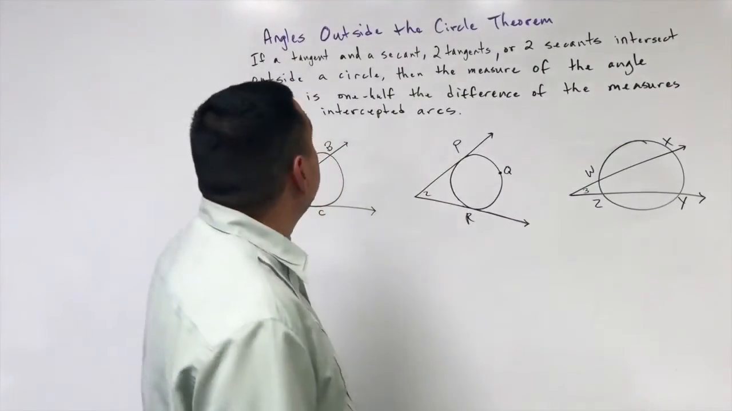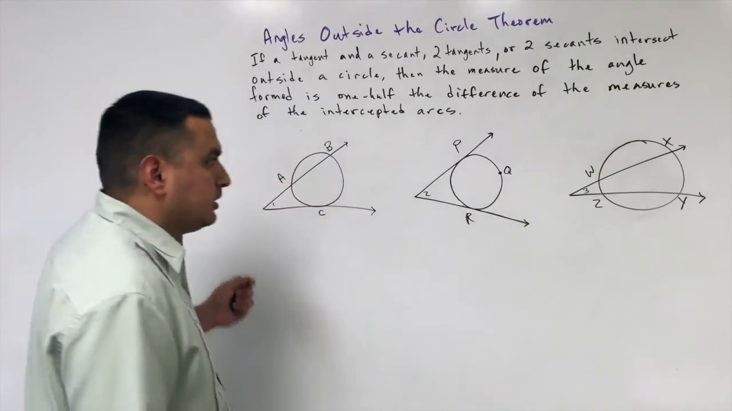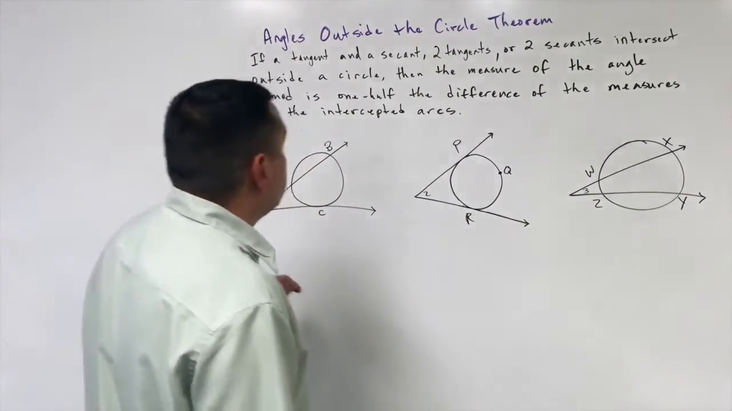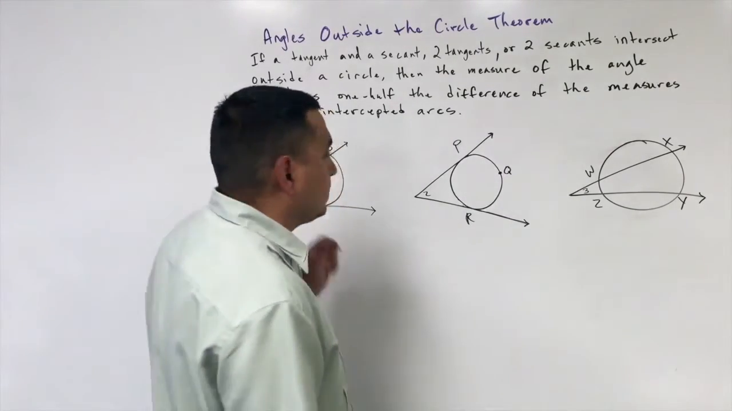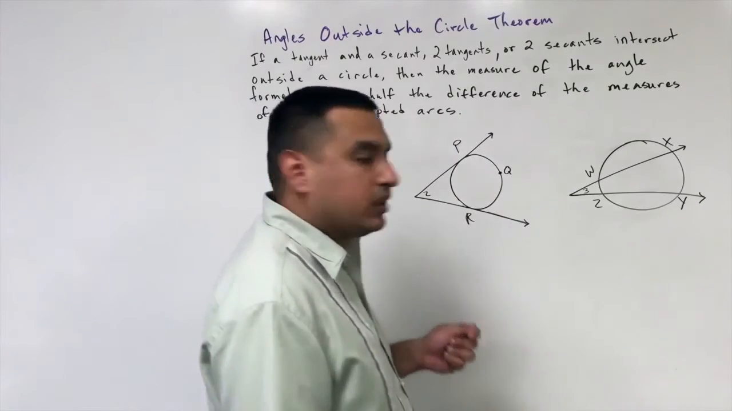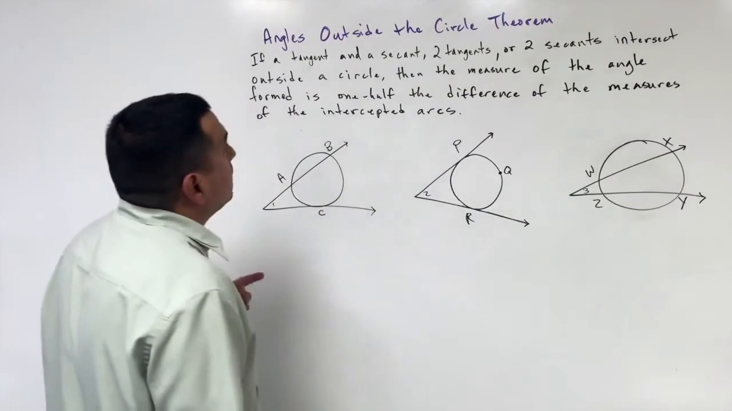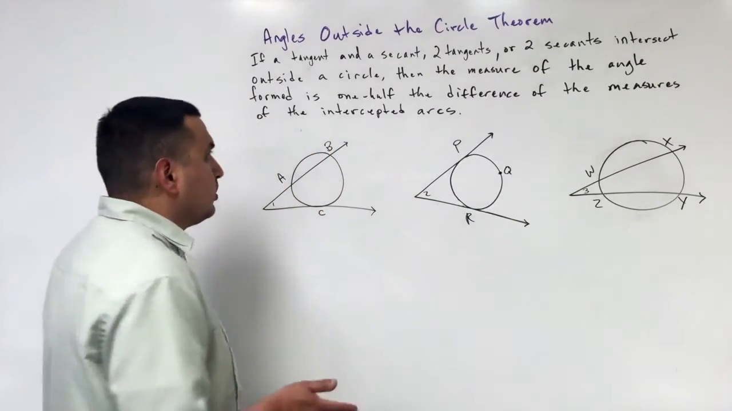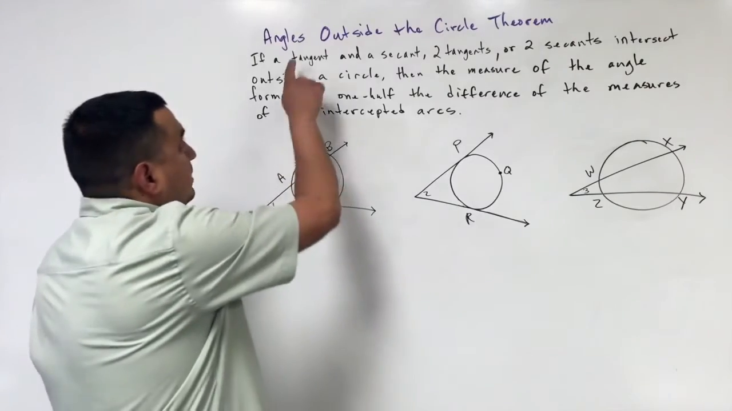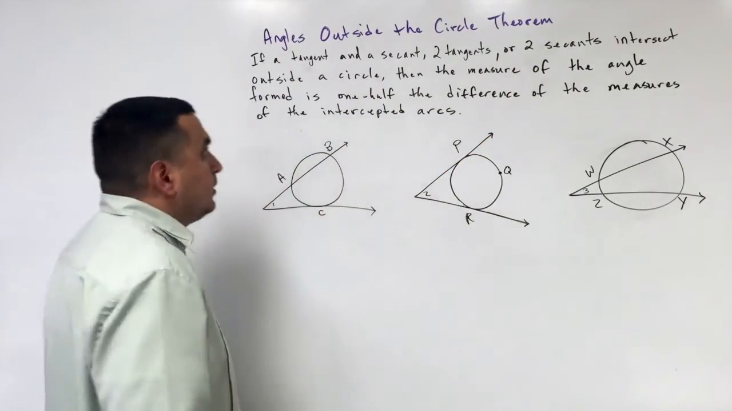Alright, now we're going to talk about the angles outside the circle. We've already talked about what happens when it's inside the circle. And we talked in the previous lesson about when it's on the circle. That was the inscribed angle. Now we've got to look at the outside angles. For the outside one, there are some different possibilities. So we're going to look at what happens if it's a tangent and secant, two tangents, or two secants.